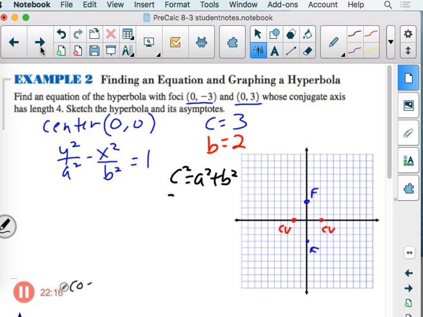Yep. So 3 squared equals A squared plus 2 squared. 9 equals A squared plus 4. A squared is 5. Now, when we write it, that would be good enough. We can just put it right there for A squared. But it did say sketch it.